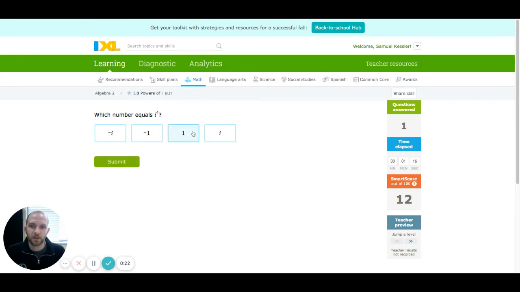Now, i to the fourth, by definition, we know is +1. And if we think about i squared times i squared, that would give us i to the fourth: -1 times -1, which is i squared. -1 times -1 is +1.